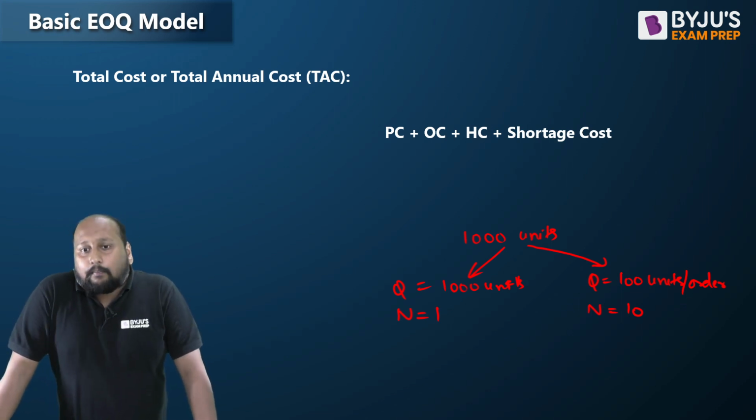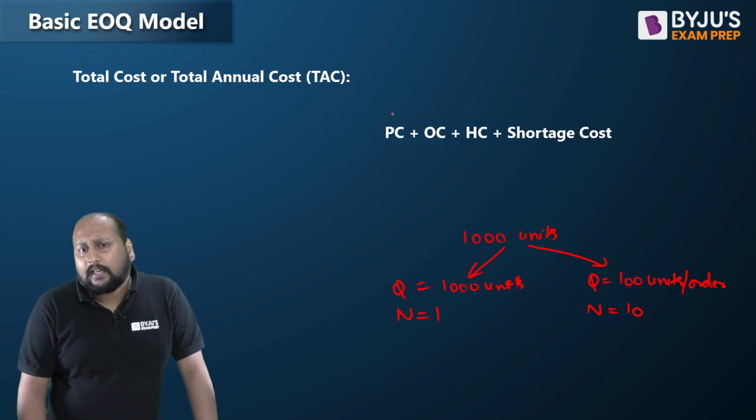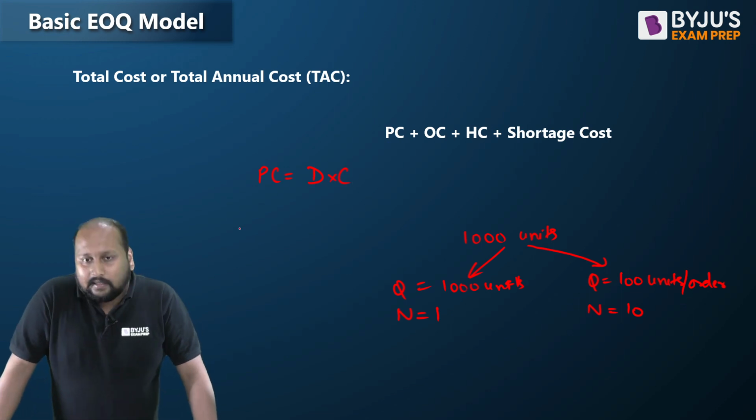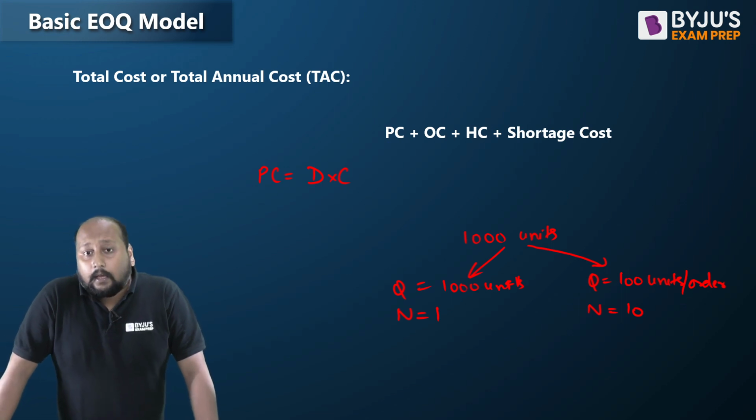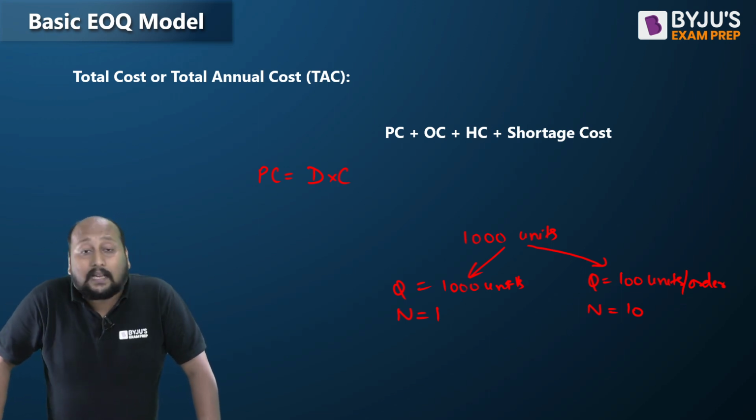So definitely in both scenarios, the total cost associated will be different. We have the purchase cost, which does not depend on how many units per order, because it is simply annual demand times the unit price. So it is not depending on the inventory size or the order size. Q is basically the inventory or order size. But ordering costs, holding costs, or shortage costs definitely depend on the order size.